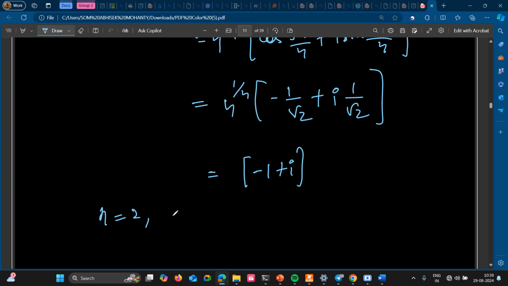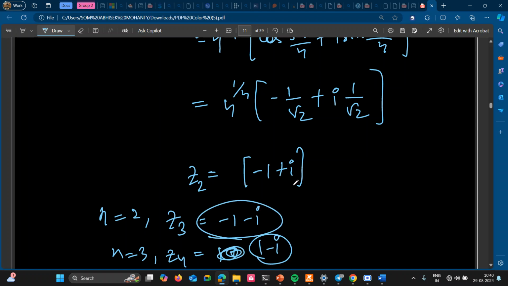If you can just guess a bit, n is equal to 2 will be what? This is z2. z3 will be what? Minus minus, and z4 will be what? Plus minus. Okay, you can guess it from here. You can just guess it.